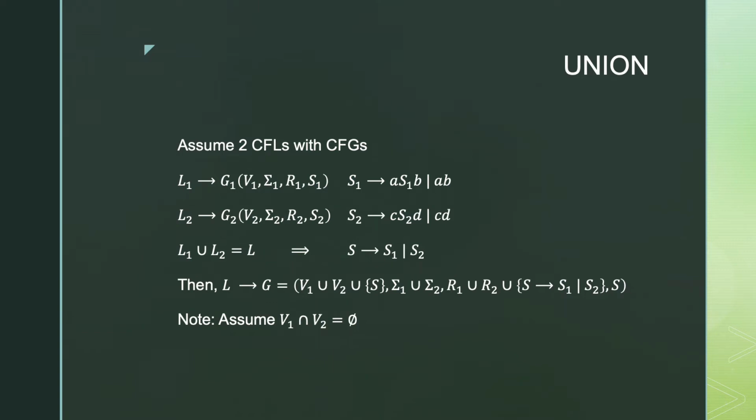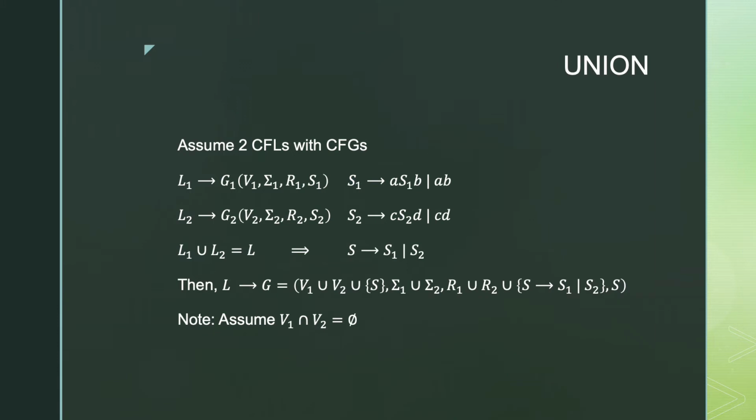Similarly, we are applying a union on both the production rules R1 and R2, but since we have defined a new production rule, S produces S1 or S2, we are also adding it to the set of rules. Now the start symbol has been changed from S1 or S2 to a capital S, only because capital S is now capable of producing the union of both L1 and L2.